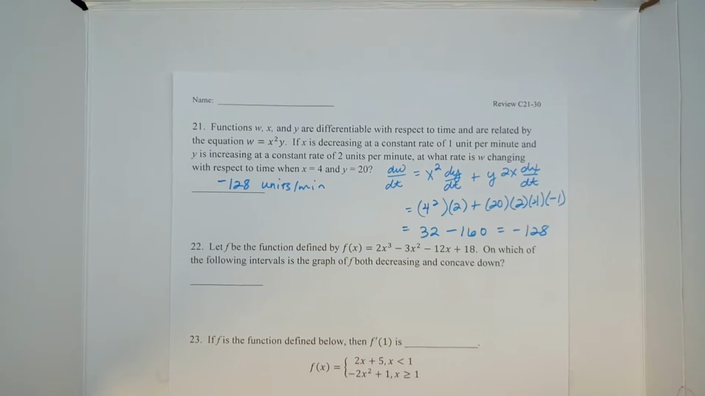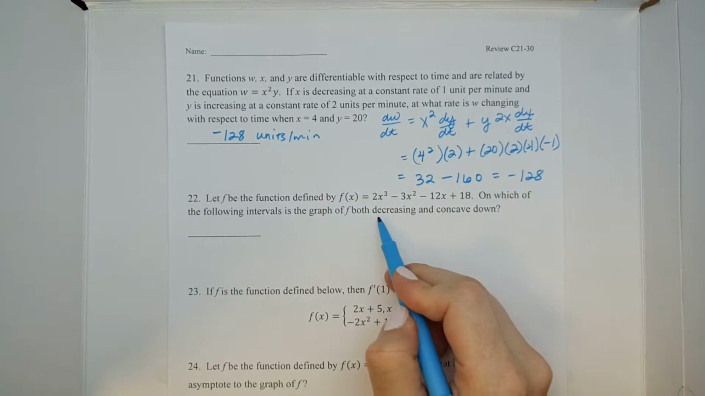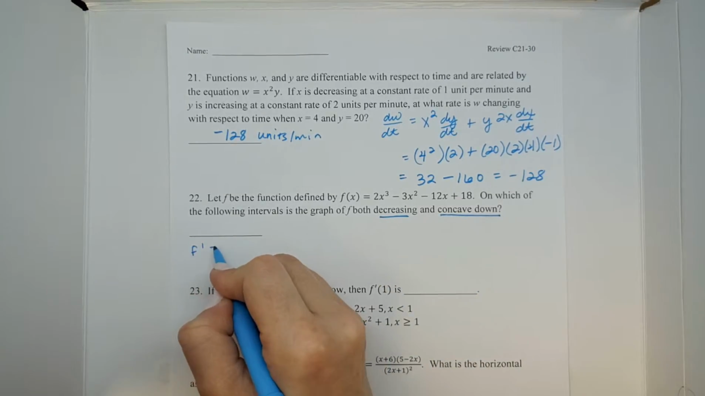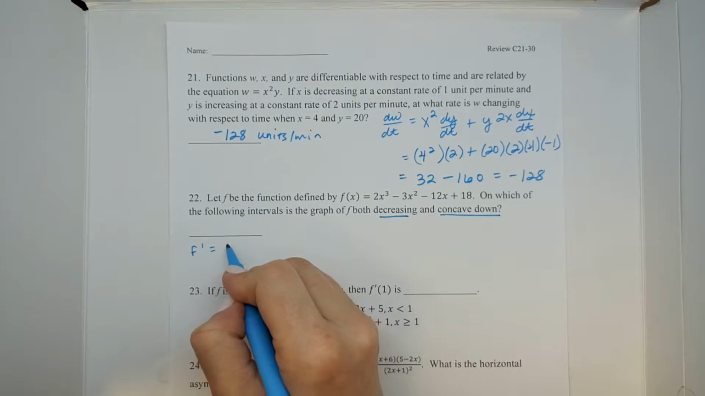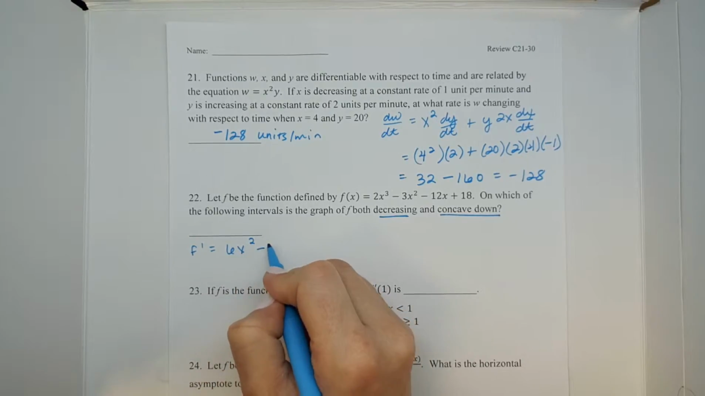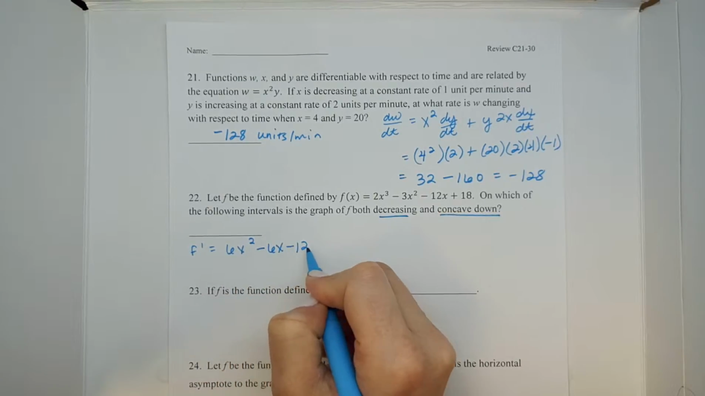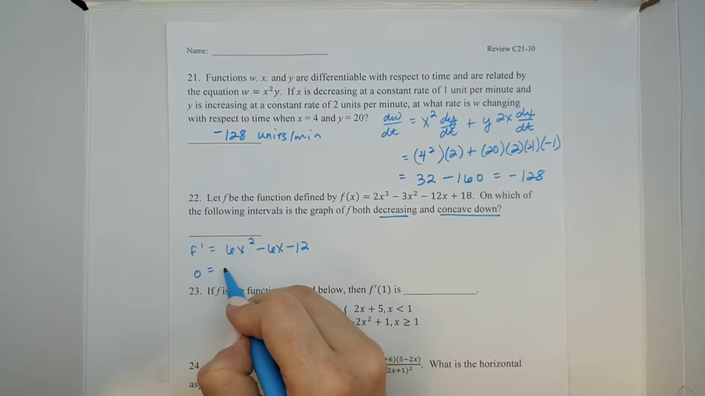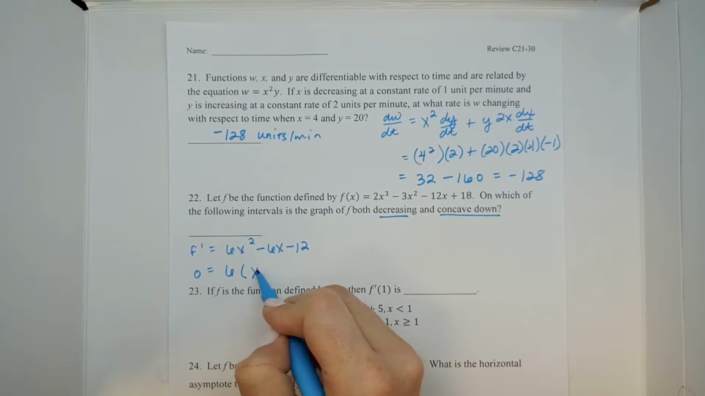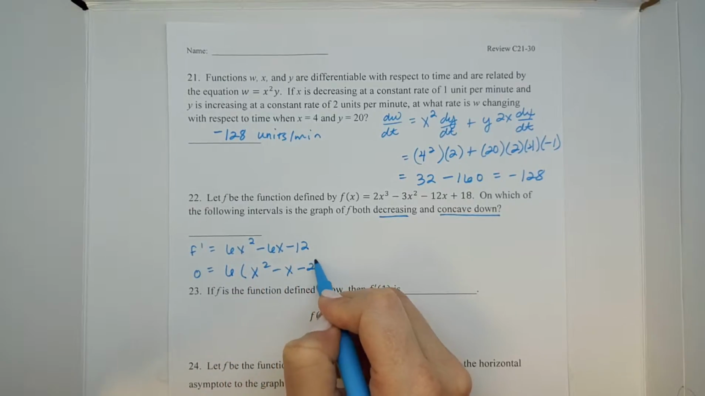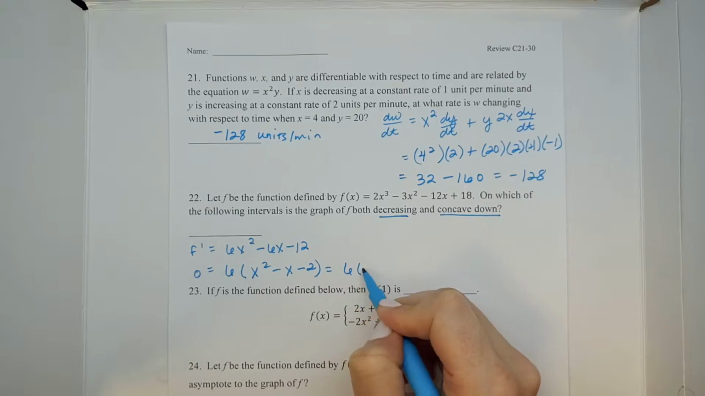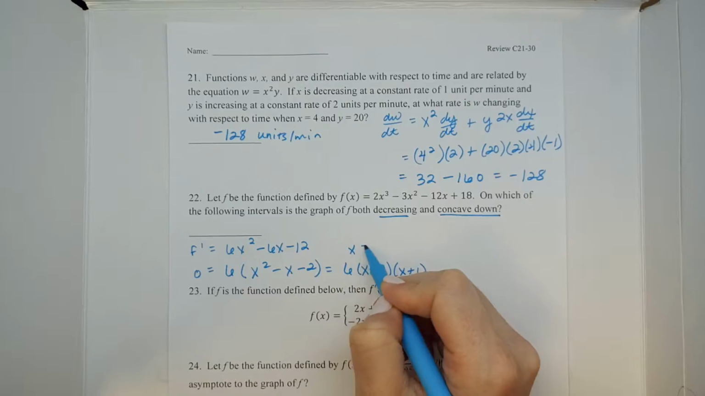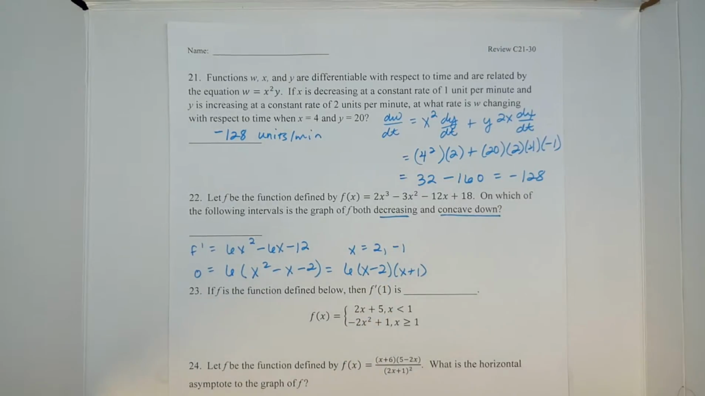Okay, number 22. We're looking for decreasing and concave down. So we're going to have to find f prime and f double prime. So for f prime, we have 6x squared minus 6x minus 12. When we set that equal to 0, we'll want to take out the GCF. So that'll be 6 times x squared minus x minus 2. Factor further, and you've got 6 times x minus 2, x plus 1. Okay, so in this case, x is 2 and -1.